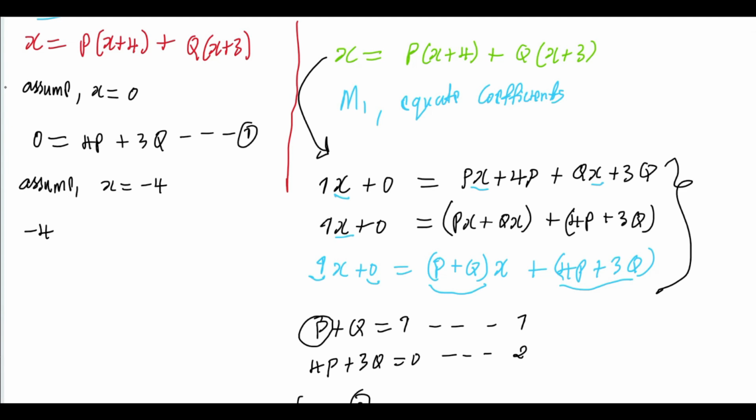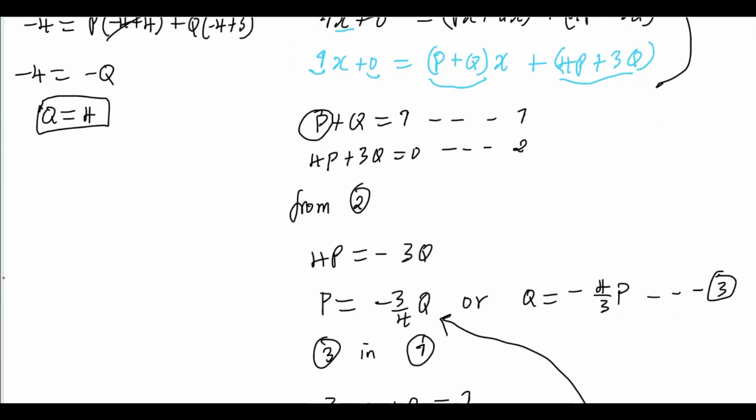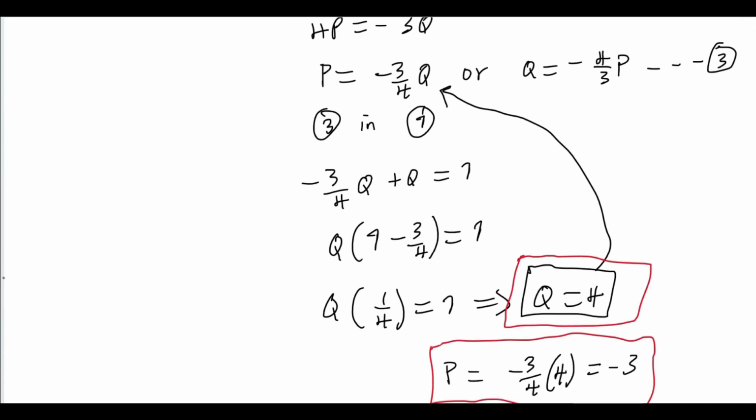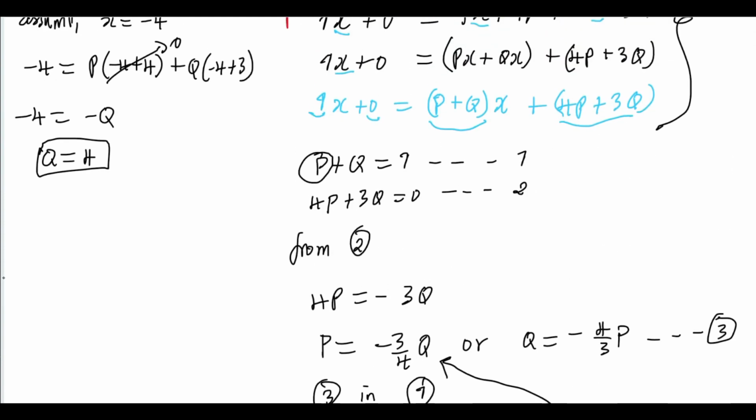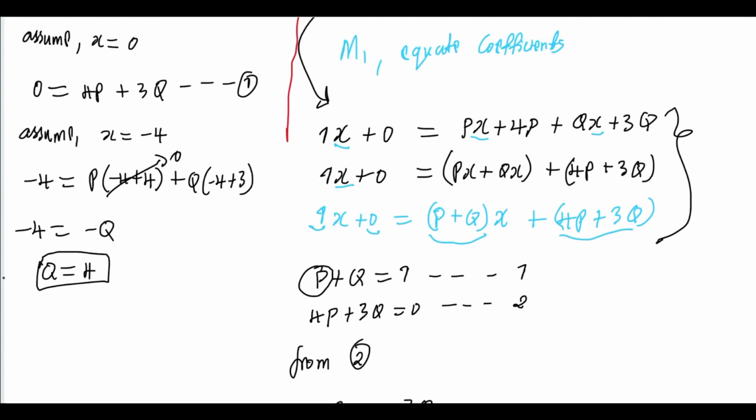So meaning that -4 here should be 0, right? P will be 0 because we have p into -4 plus 4 and plus q into -4 plus 3. We notice that this is 0, so -4 should be equal to negative q, right? So meaning q should be 4. As simple as that. I think that was the best method. We already saw that q was 4, so we are already correct. You get a point.